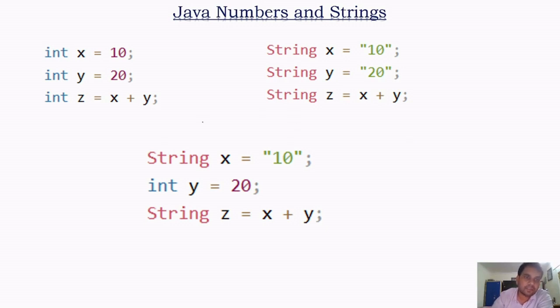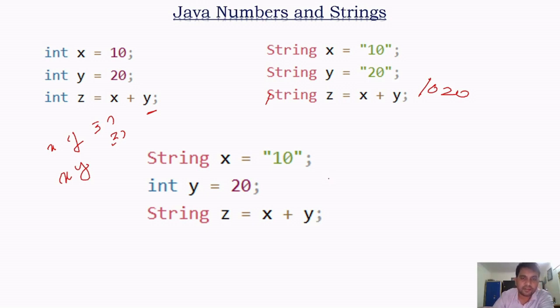Then comes Java numbers and strings. Here, the output will be 30, because both x and y are integers, so there will be no problem. But here, the output will be 10 20. Why? Because x is a string and y is also a string.